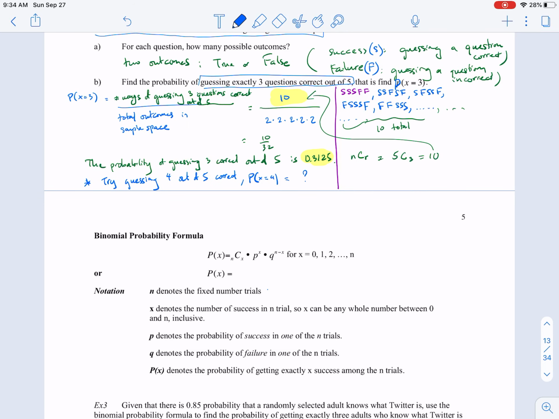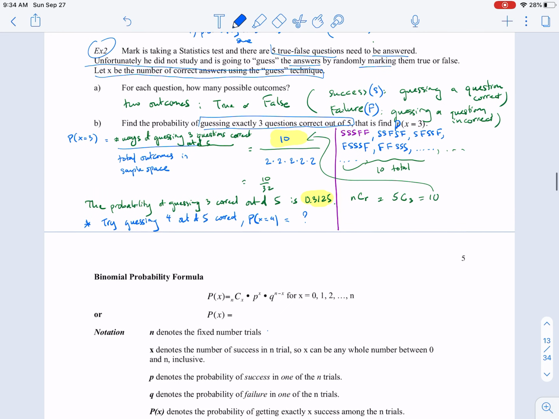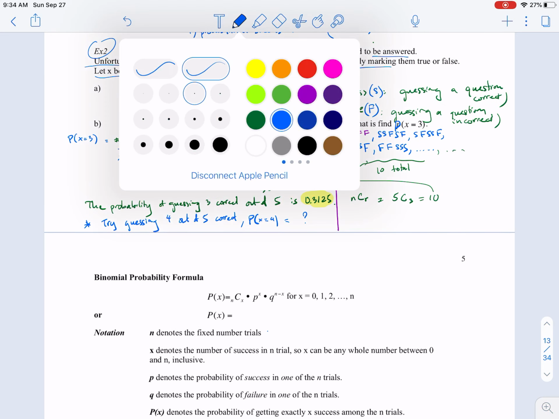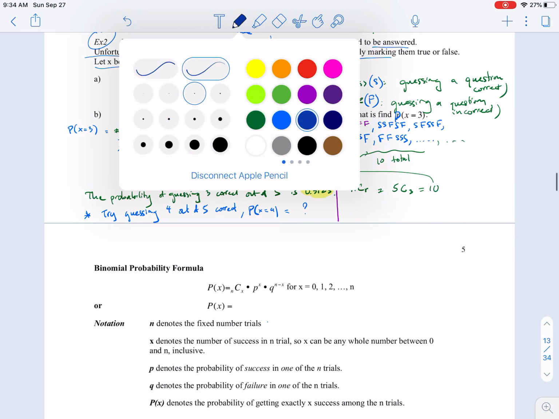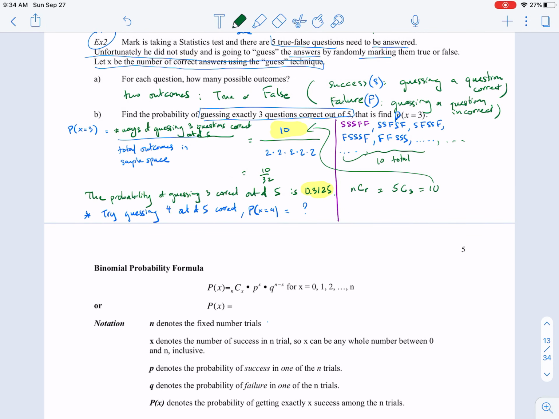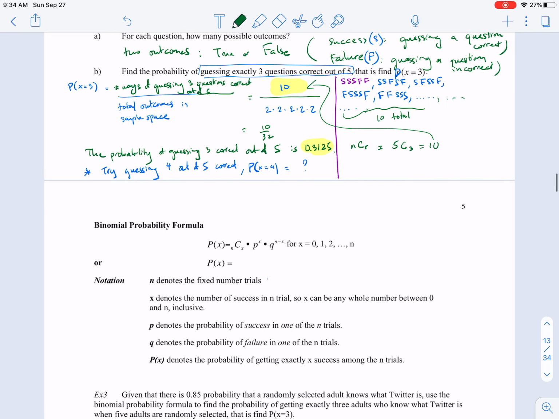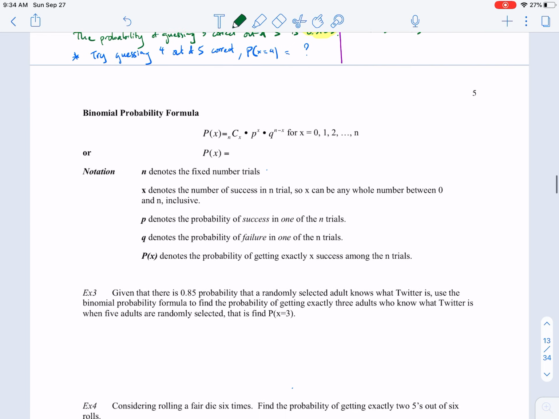And then there are 32 in the sample space because each question has two outcomes. So 2 to the 5th, there's 5 questions total, so 2 to the 5th would be 32. We realize that listing out these possible outcomes to figure out the probability or the chance of that particular example can take a while.